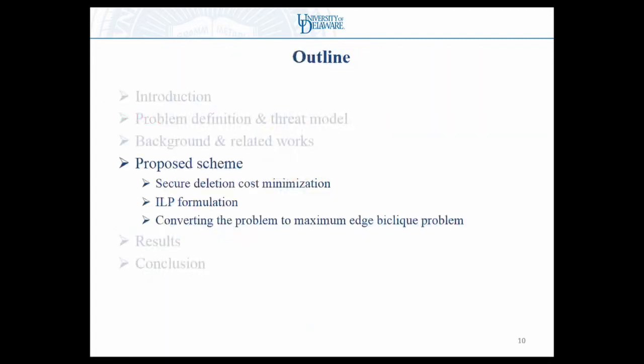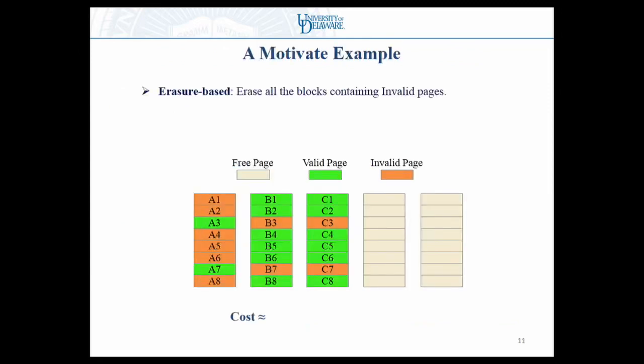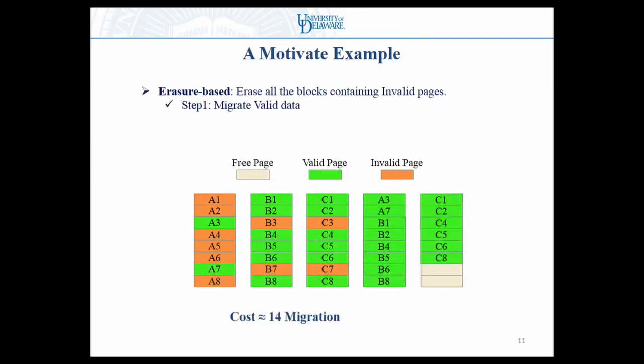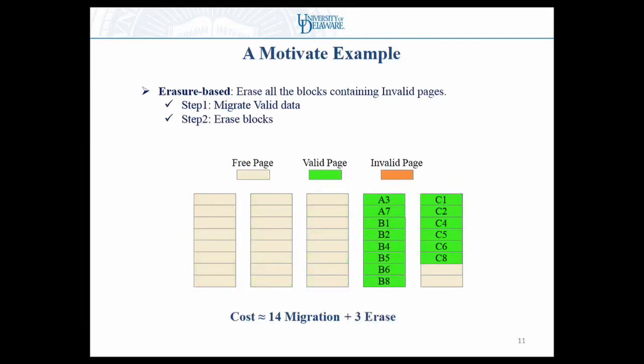So what we are going to propose, and I'm going to start with a motivating example. Let's see if we have such data on our SSD. The very intuitive solution is, why not erase just the blocks containing invalid pages? To do so, we first have to migrate all the valid data, which is going to be 14 migrations in this case, and then erase all the blocks that contain invalid pages. It is going to be quite costly.